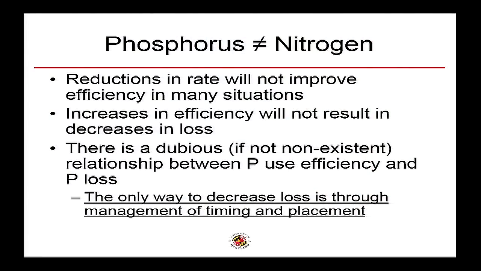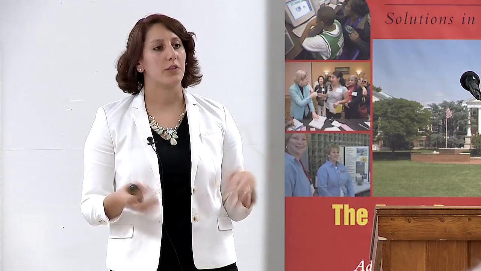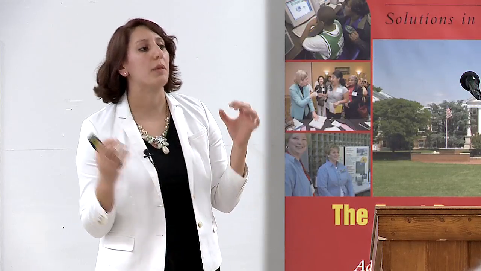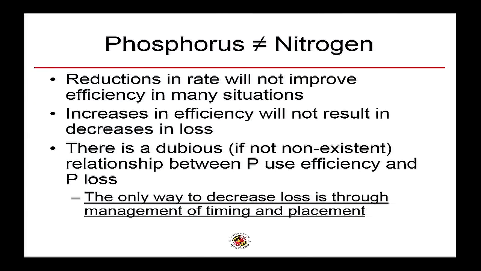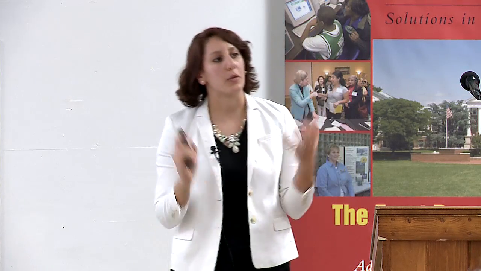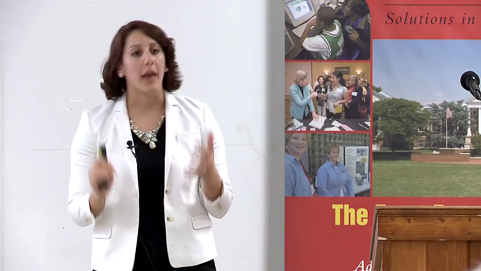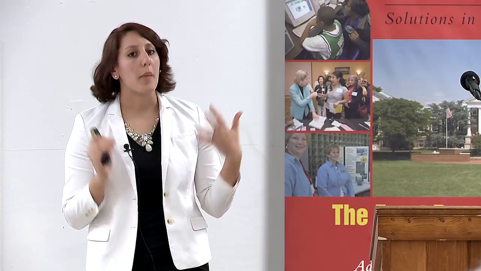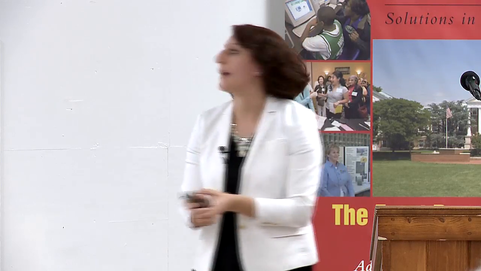Increases in efficiency will not result in a decrease in loss, right? When we think of nitrogen, we say whatever's left over in the soil, we're going to lose it. So we need to be really efficient and maximize what the plant can take up so we can minimize our loss to the environment. Phosphorus just doesn't work that way. It's not the same beast. There is a dubious, if not non-existent, relationship between phosphorus use efficiency and phosphorus loss, right? So it's really critical that we focus on decreasing that loss through managing your timing and your placement, making sure that phosphorus is getting right where it needs to be at the exact time that the plant needs to take it up.